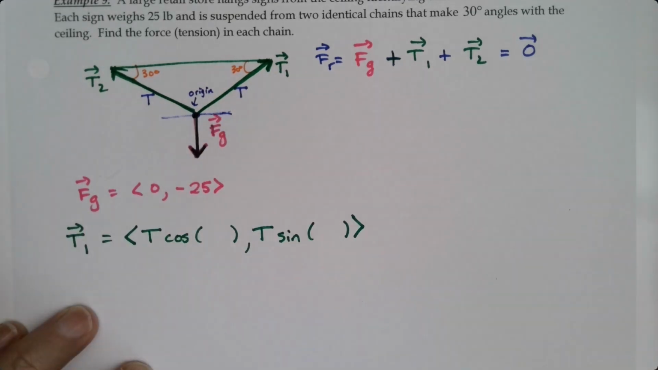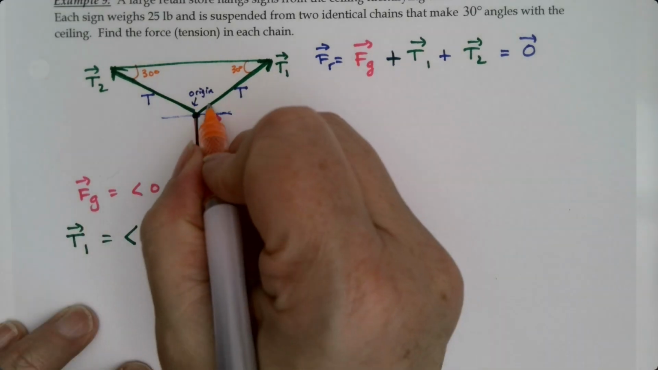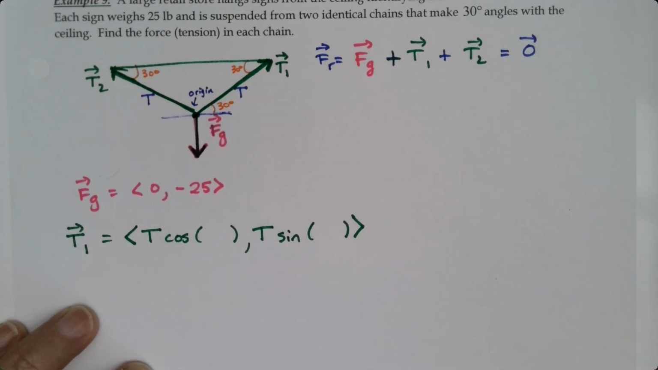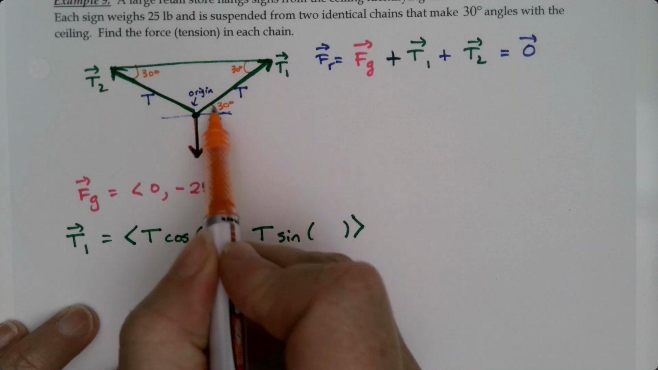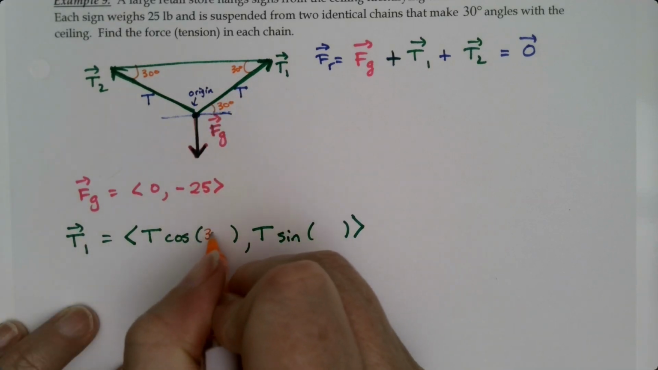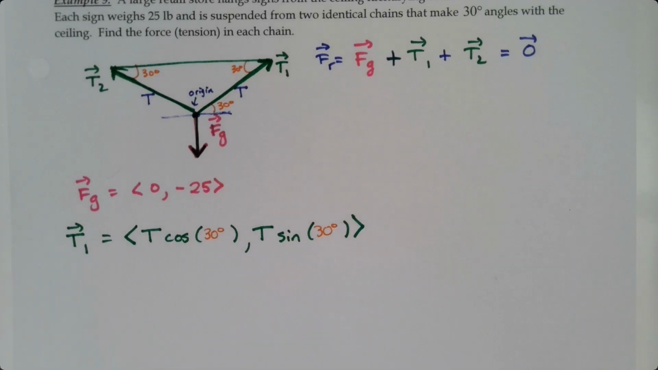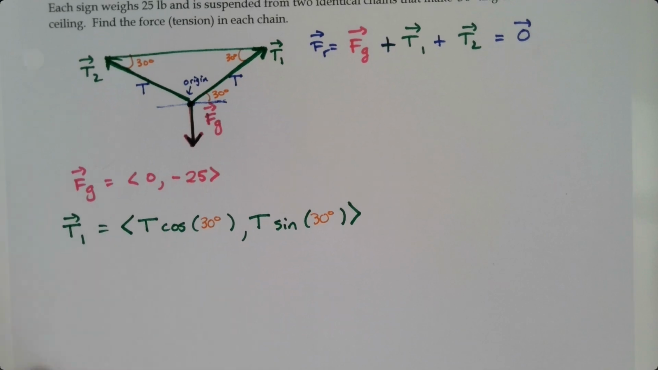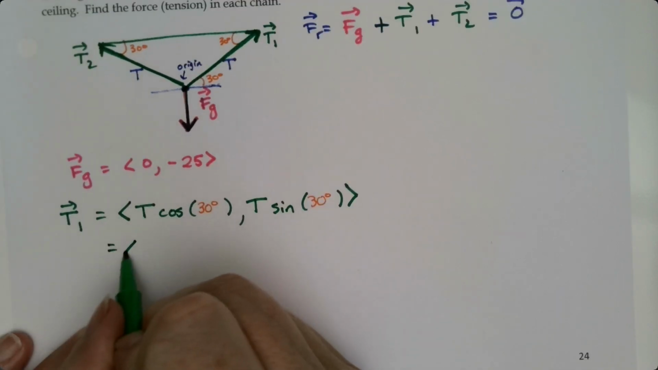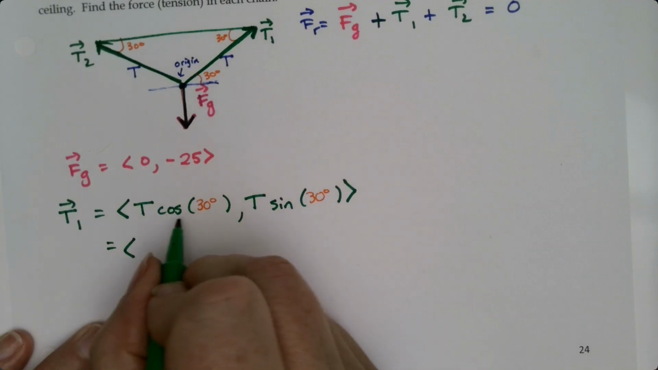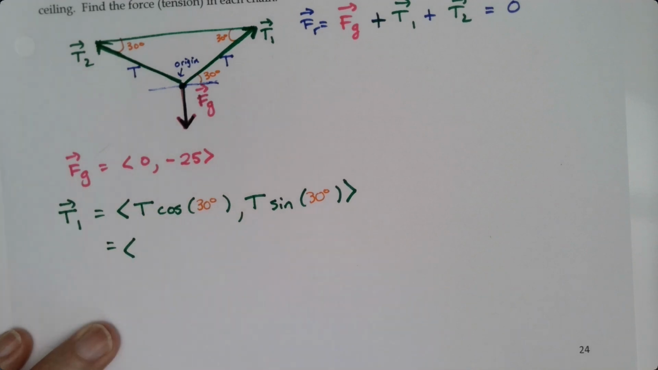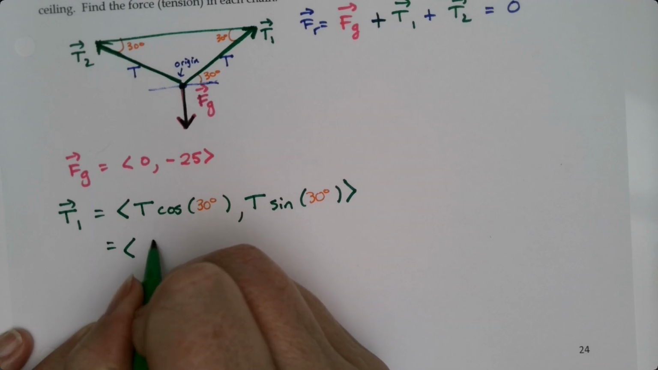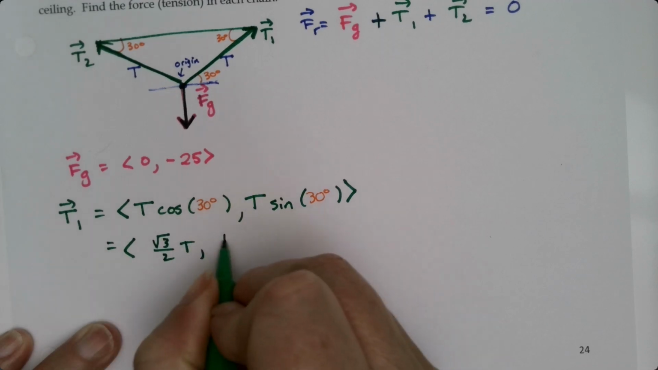Okay, so that angle 30 degrees is the same as this angle 30 degrees. And so that's going to work out. That'll be our angle. So this force vector here has a 30-degree angle, no problem. So we're going to put 30 degrees and 30 degrees. We can find those values. Matter of fact, we know what those values are because we've passed pre-calculus. So this is the square root of 3 over 2, and this is a half. So this is square root of 3 over 2 times T and a half times T.